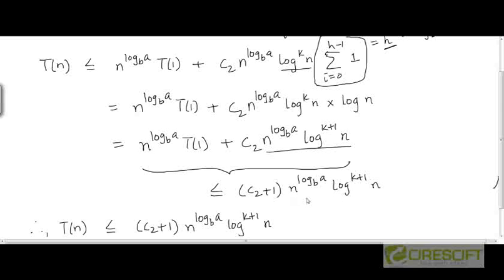So we will be left with just 1 multiplied by n to the power log base b of a times log to the power k plus 1 of n. And this n to the power log base b of a will then cancel out with this, and we'll need to show that log to the power k plus 1 of n is greater than or equal to t of 1, which is obviously true for large n. So this claim is clearly true for large n.